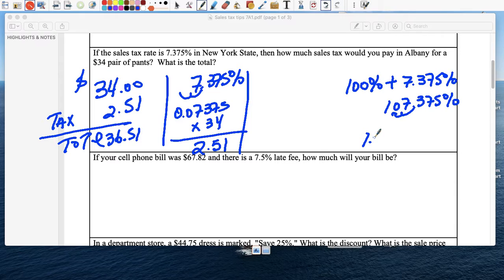And we get 1.07. That's the number I'm going to use to multiply by the original price of the pants, $34. And that should take me straight to the answer. 34 times 1.07375 equals, and again, rounded, it's going to give you $36.51, rounded to the nearest penny. Okay? I need you to be aware of both methods.